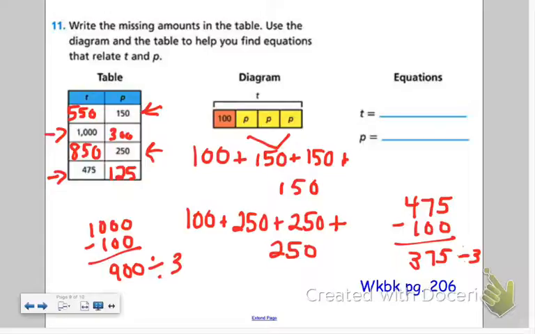So you can see how the table and the diagram are related. You've got your total, and to get the total, you have to do the $100 down payment and then the 3 equal payments using P.